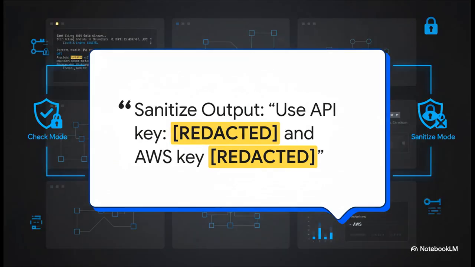The Secret Keys guardrail detects patterns associated with common credential formats, including API keys, AWS keys, and JWTs. In check mode, it flags a violation. In Sanitize mode, it redacts the detected credentials.